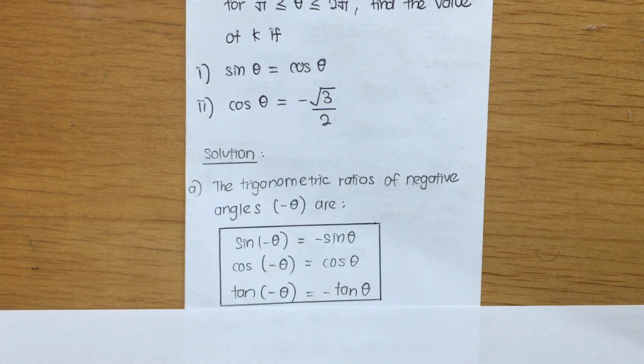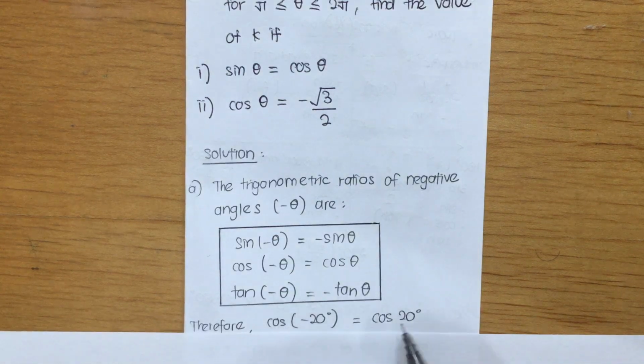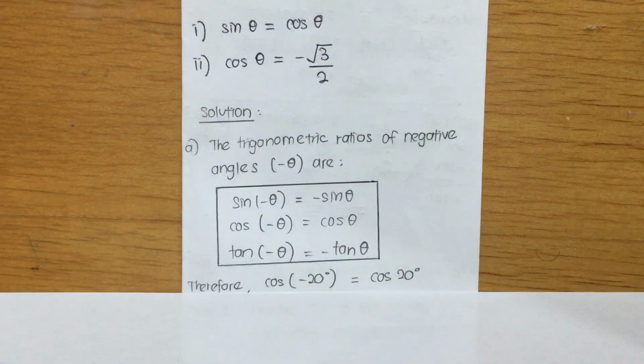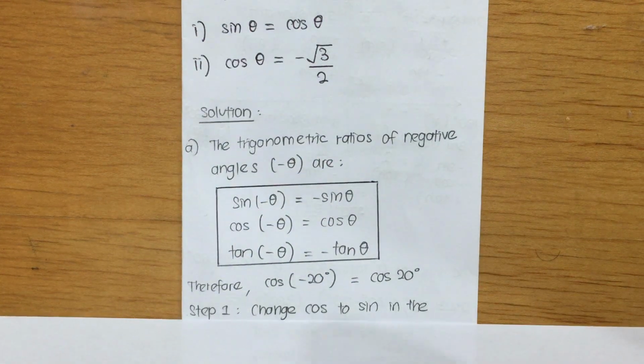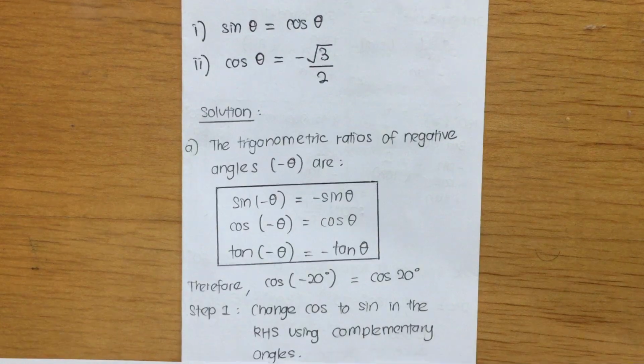Okay, our first step is we need to change the negative 20 into a positive. Since cosine has a negative value inside, you turn it into a positive value. Okay, that is our very first step, guys. We have already changed it into a positive value. Next, what we're going to do is change the cosine into sine on the right hand side using complementary angles. Okay, what are complementary angles, guys? I'm going to show it to you now.